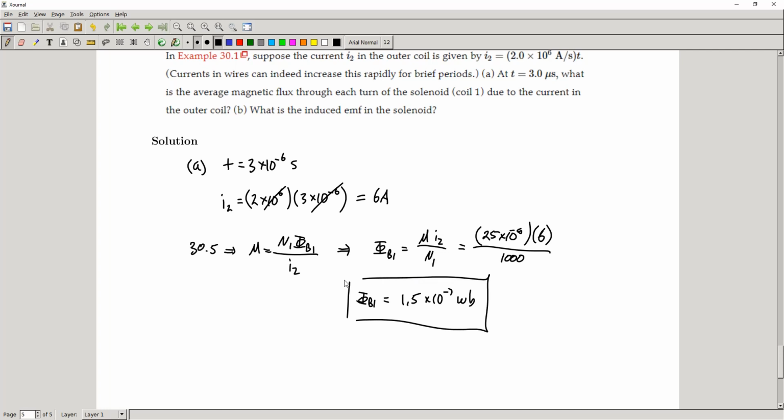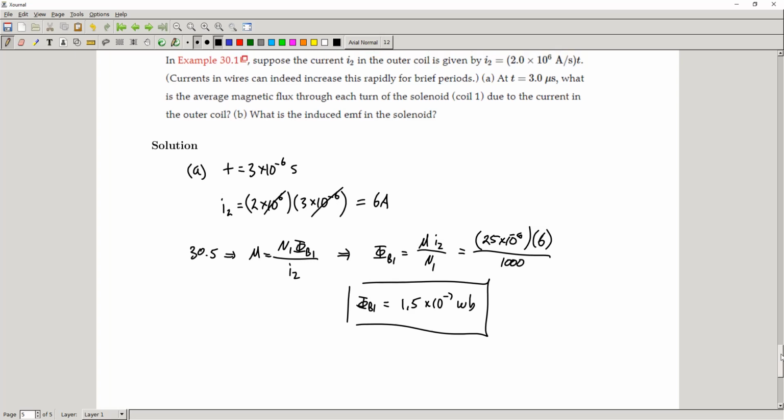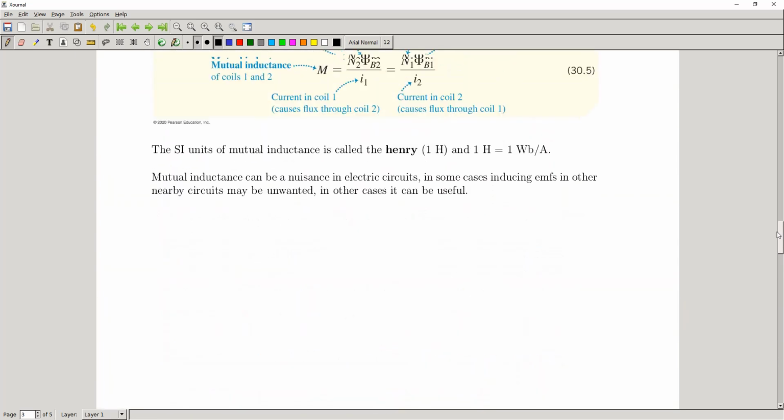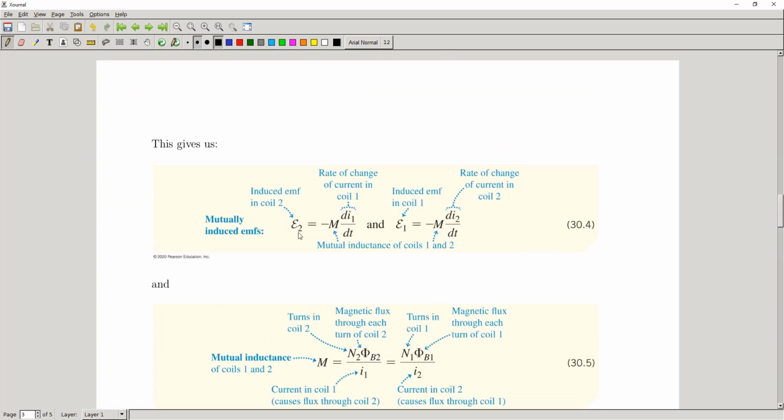In part B, we want to know what is the induced EMF in the solenoid, right? Well, we can find that pretty quickly from the equations that we generated above also. This is our induced EMF. We want the induced EMF in coil 1. So, I mean, it really doesn't matter. You just have to change the numbers around. But we'll use this expression here.